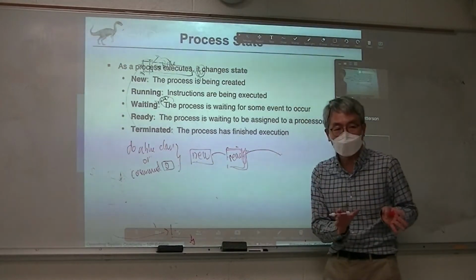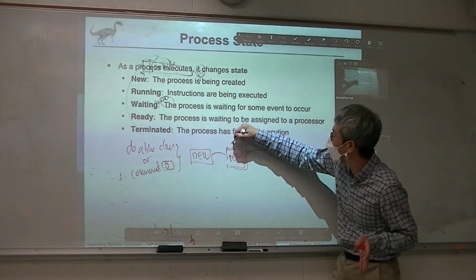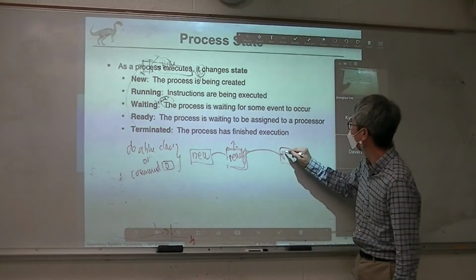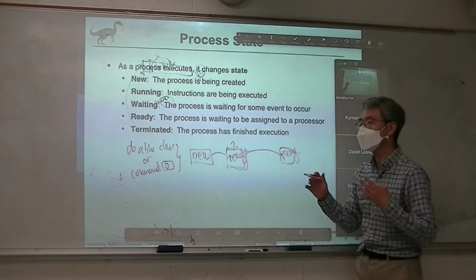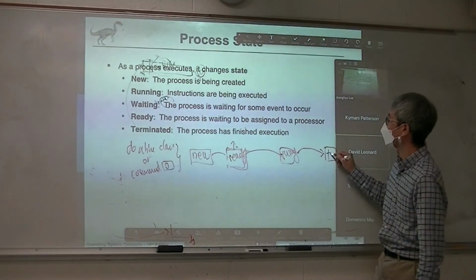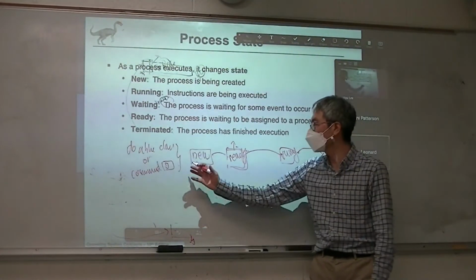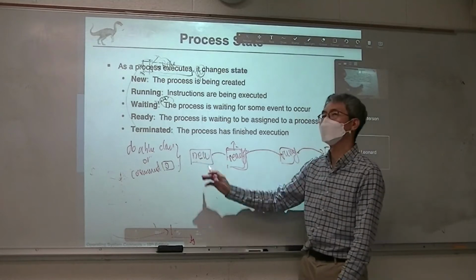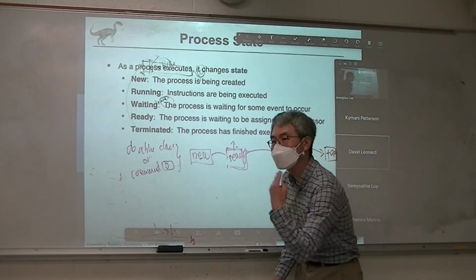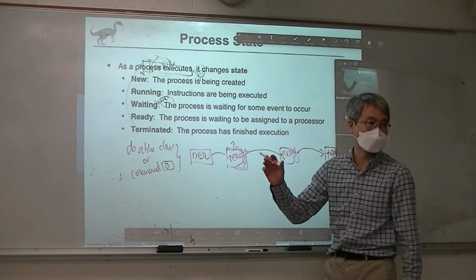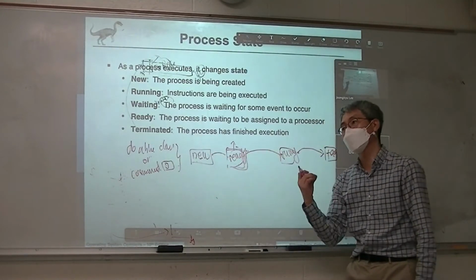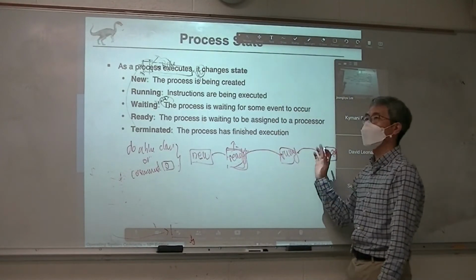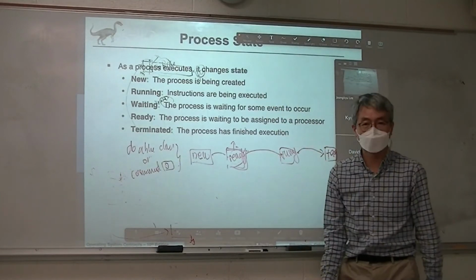Once you are ready, if the CPU selects this process, it will be the running process. If everything is done, it will be terminated. So this is the life cycle of the process. First, when you start your program, it is new. Then if it is ready to be executed by the CPU, it's the ready status. Once selected by the CPU, your instructions are executed, which is running. Then everything is done, and it is terminated.